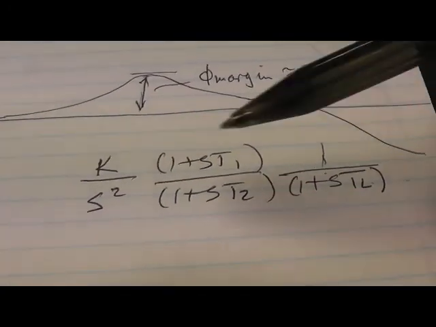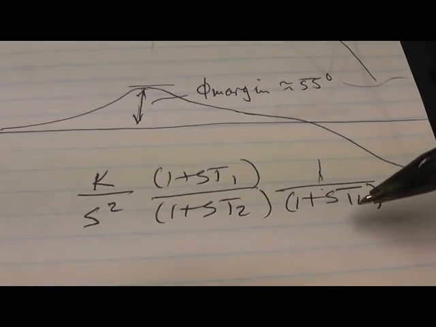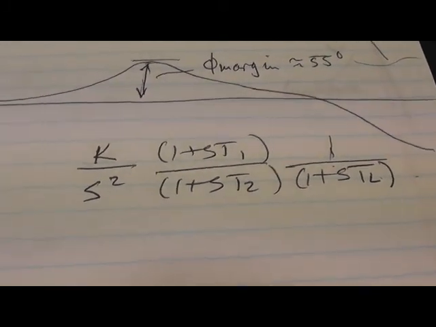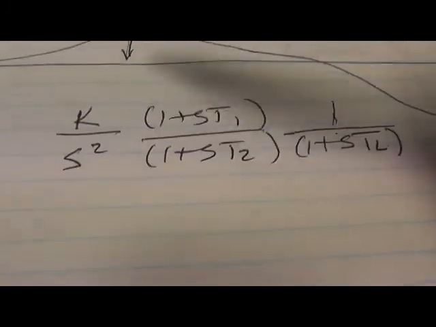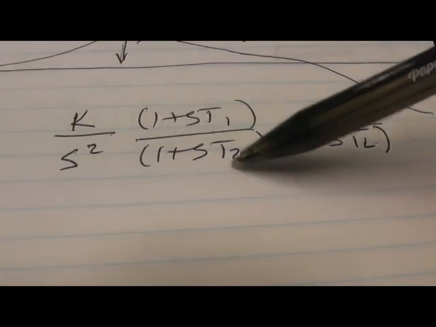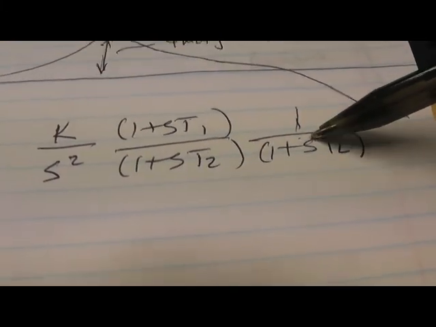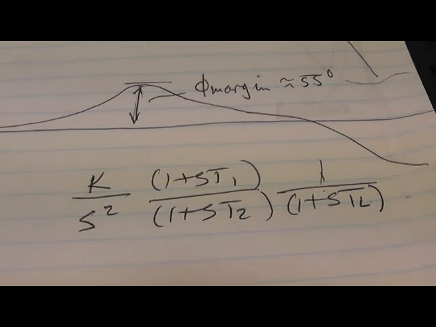And the overall transfer function would look like this. And this is in fact what I've got in the video, something like this. K over S squared, 1 plus ST1 over 1 plus ST2, and the inductive roll off.